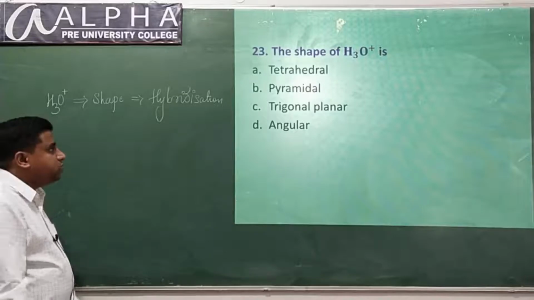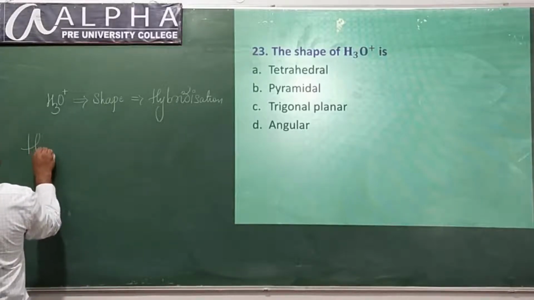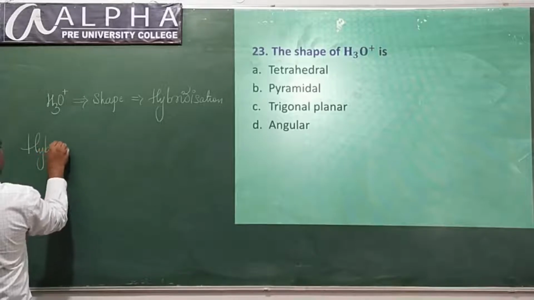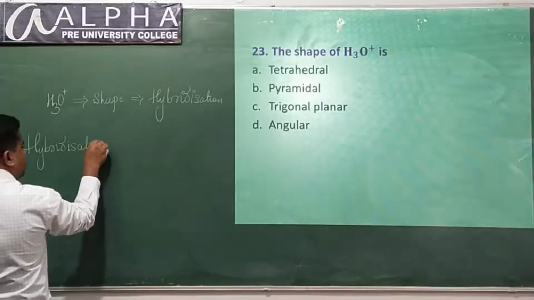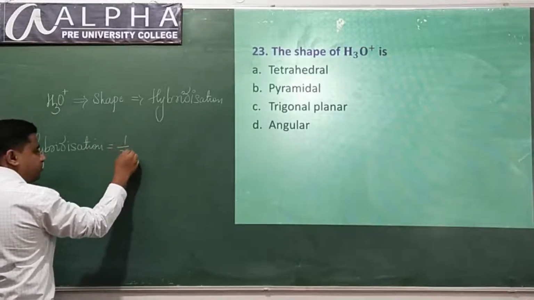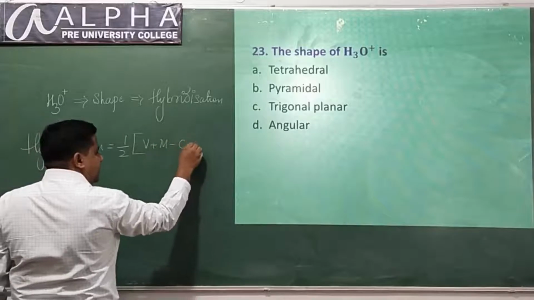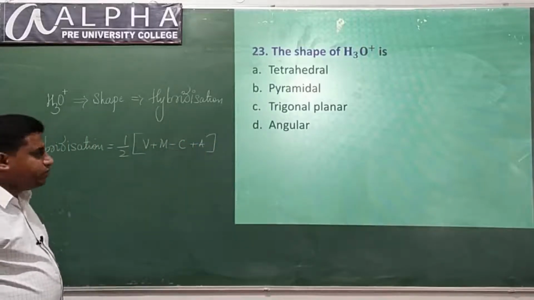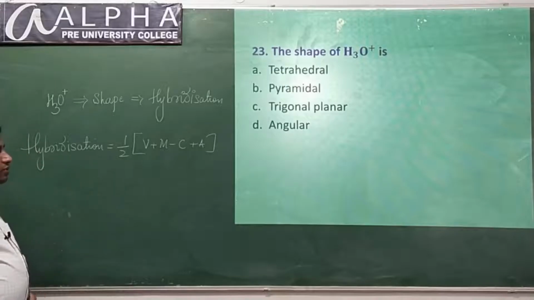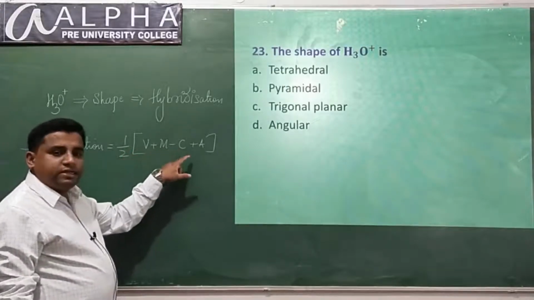By the way, students, what is the formula for hybridization? Hybridization is given by the formula half of (V + M - C + A). I have told you about this formula in the previous video. Hybridization is given by the formula half of (V + M - C + A).